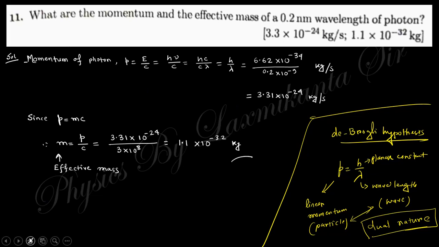So using this relation, P equals h by lambda. h is the Planck constant, lambda is given, that is 0.2 nanometer. Nanometer to meter is multiplied by 10 to the power minus 9. So this is the momentum. Clear? And what will be the effective mass? You know P equals m into c, just like P equals mv, v is the velocity here. The velocity of the photon is the speed of light, that is c. So just m equals p by c, you will get the effective mass of this photon.